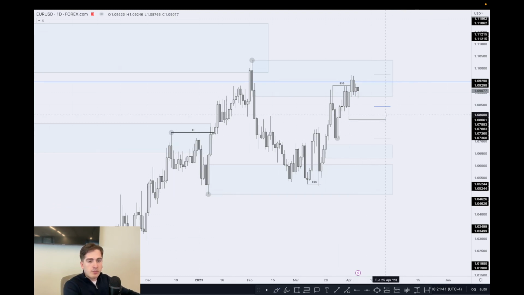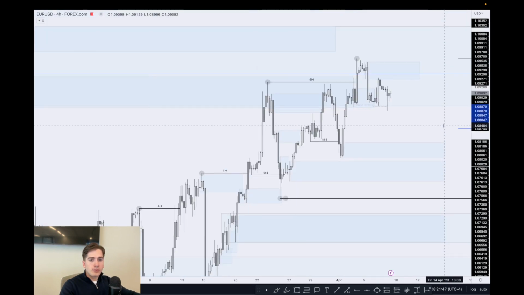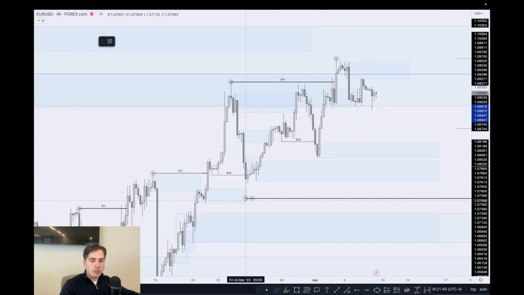So with that said, let's dive in towards the 4-hour time frame. So on the 4-hour time frame, what can we expect? Well, the overall order flow is bullish towards the highs. Let me just point it out for you guys to make it very clear.